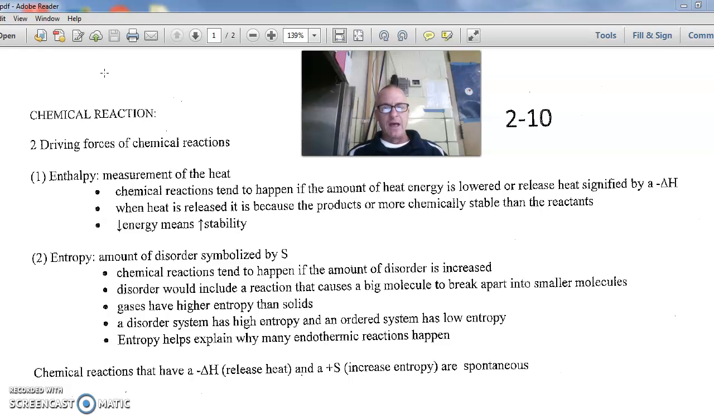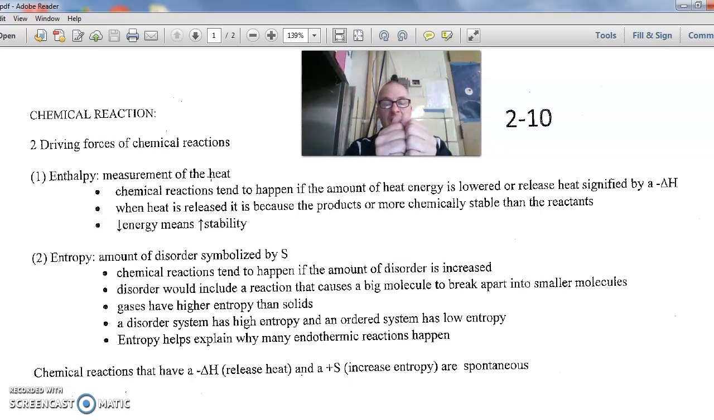When we're looking at the changes of energy that accompany chemical reactions, what we're looking at is one of the two driving forces of chemical reactions. There are two driving forces in chemical reactions. One of them is enthalpy. It's the measurement of the energy change overall, generally in the form of heat. Energy change overall.